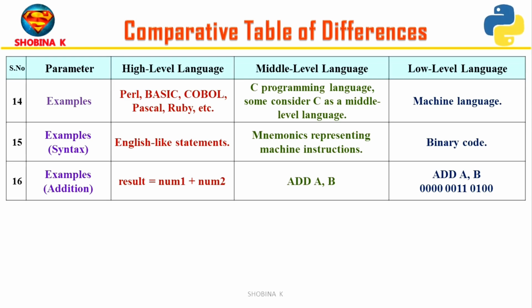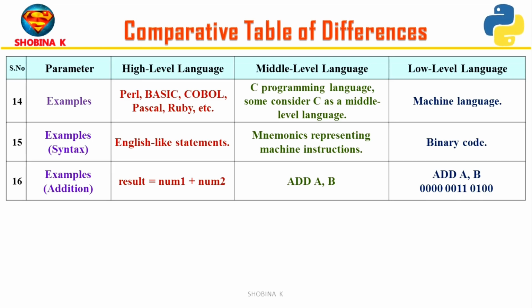Next, we have syntax. In high-level language, the expressions or instructions are English-like statements that resemble human-readable English sentences. In assembly language, we use mnemonics. Mnemonics are human-readable symbols and abbreviations for machine code instructions. And these codes are more comprehensible than raw binary instructions. In machine language, the instructions are represented in binary, which consists of sequences of zeros and ones.